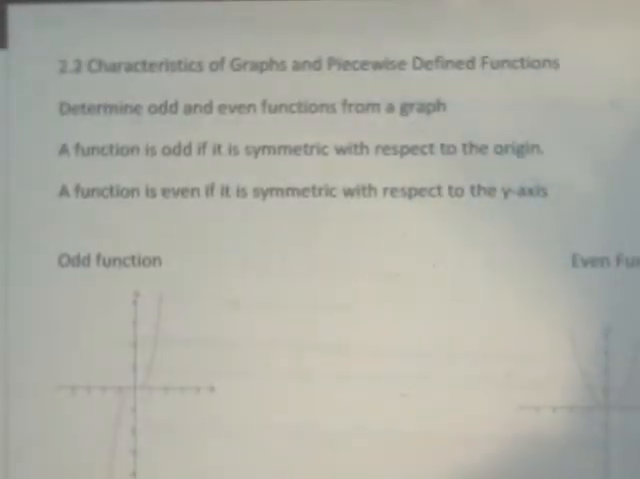So in section 2.2, we're going to be talking about characteristics of graphs and piecewise defined functions. First thing we want to look at are odd and even functions. A function is odd if it's symmetric with respect to the origin. A function is even if it's symmetric with respect to the y-axis. Even functions are a little easier to tell.